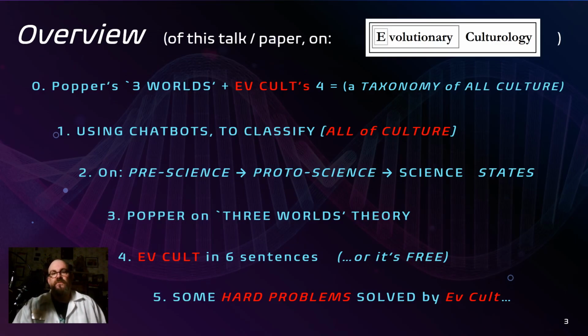Quick overview of this talk or paper. 0. Popper's Three Worlds and Ev Cult's Four Worlds, a taxonomy of all culture. 1. Using chatbots to classify all of culture. 2. On pre-science, then proto-science, and then finally science states for domains of knowledge. Number 3, Popper on Three Worlds theory. Number 4, Ev Cult in 6 sentences or it's free. And finally, some hard problems solved by Ev Cult.